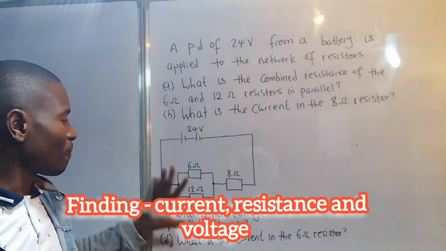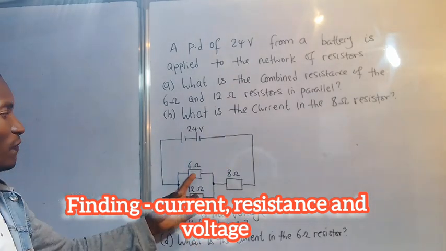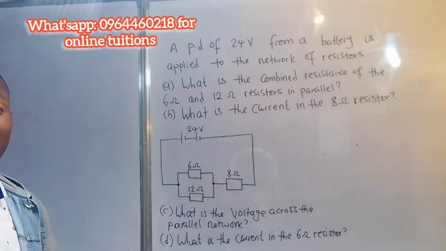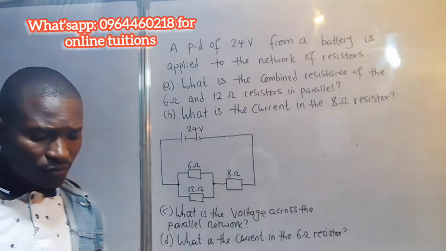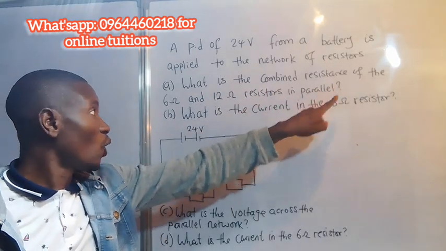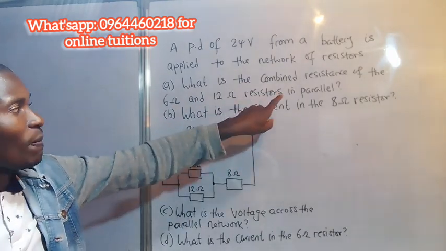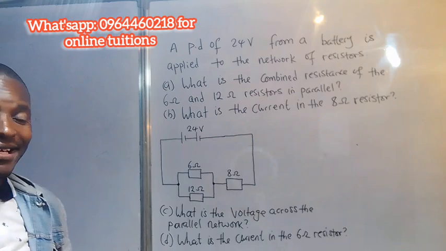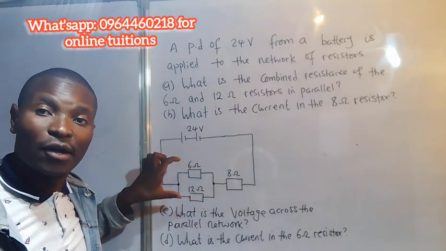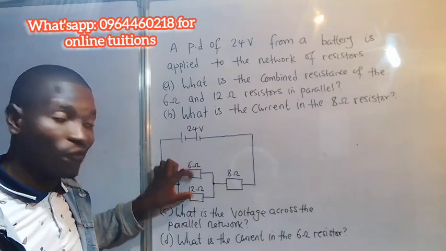So we have the circuit and we have the voltage as 24 volts. And then we have the resistors that are in parallel, as well as one that is in series. Now, the first question is asking: what is the combined resistance of the 6 ohm resistor and the 12 ohm resistor in parallel? So they are asking us to find the combination of these two resistors.